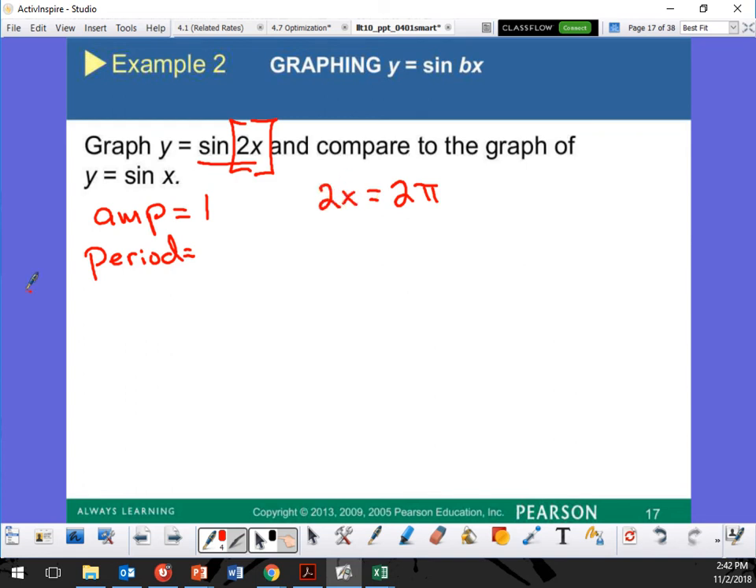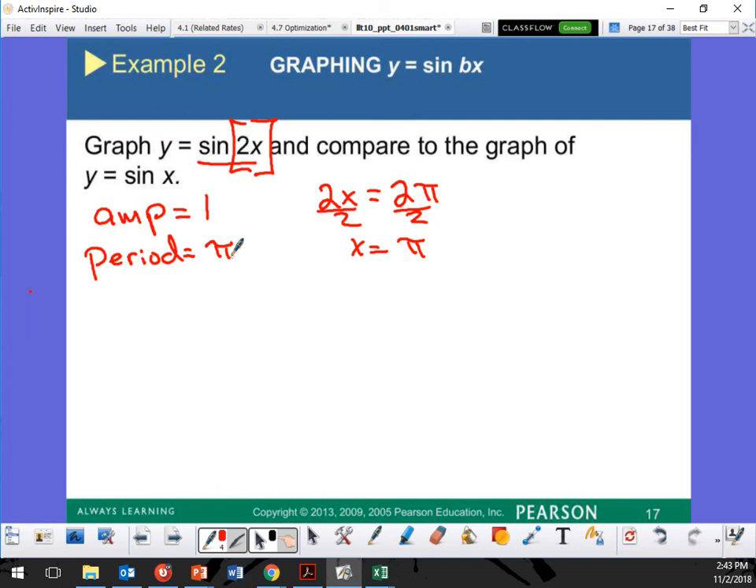What are you trying to solve for? To solve for the period, you figure out what your x is. Divide by 2, divide by 2, so x equals pi. So the period is pi. I have amplitude and period, so my period is pi, which means it repeats every pi. Every pi, it repeats the whole thing.